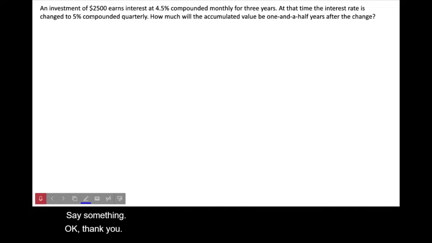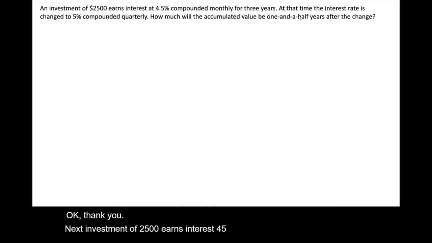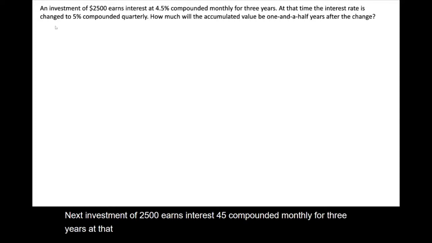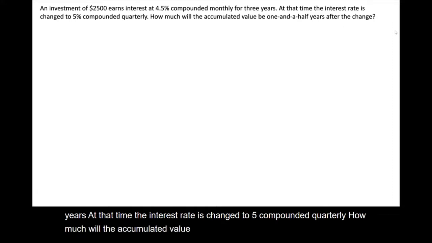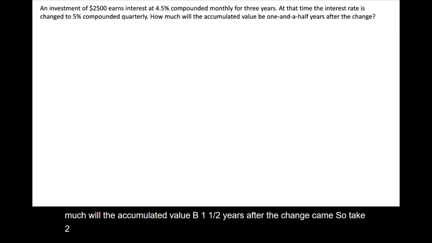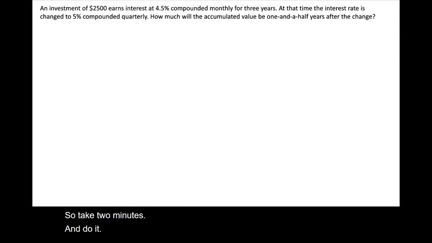Next, investment of 2,500 earns interest 4.5% compounded monthly for 3 years. At that time, the interest rate is changed to 5% compounded quarterly. How much will the accumulated value be 1.5 years after the change? Okay, so take 2 minutes and do it.